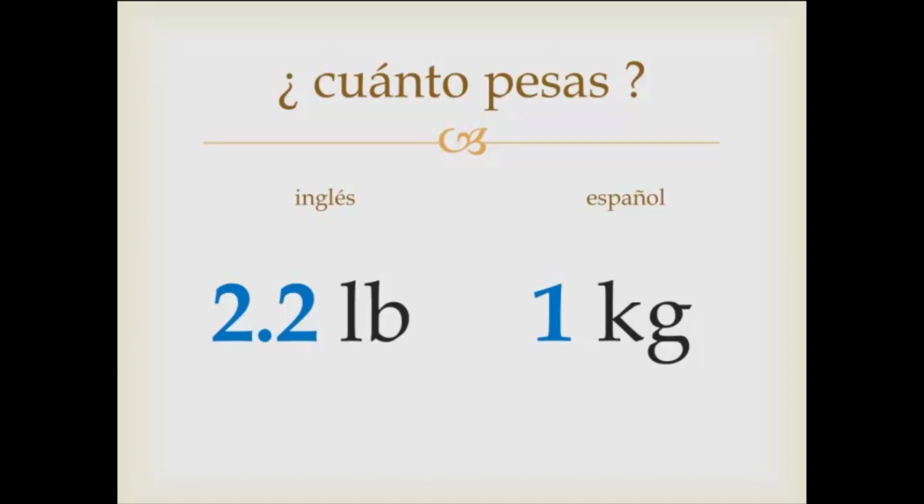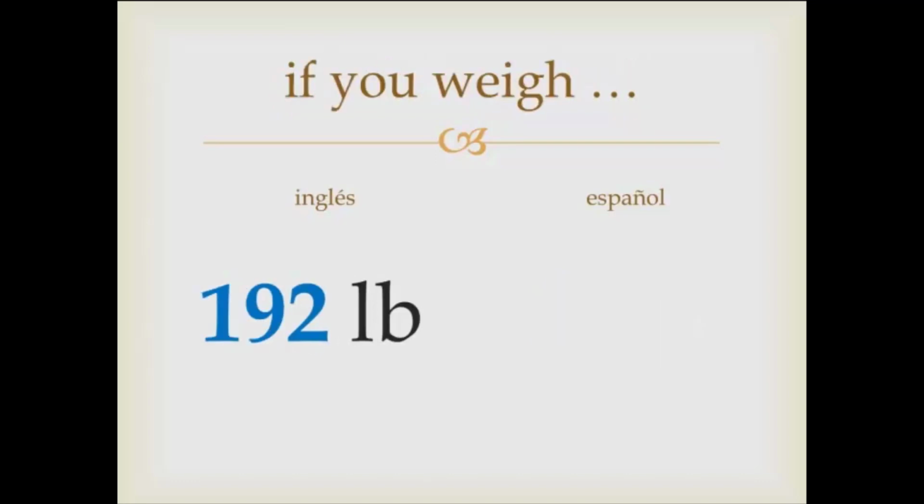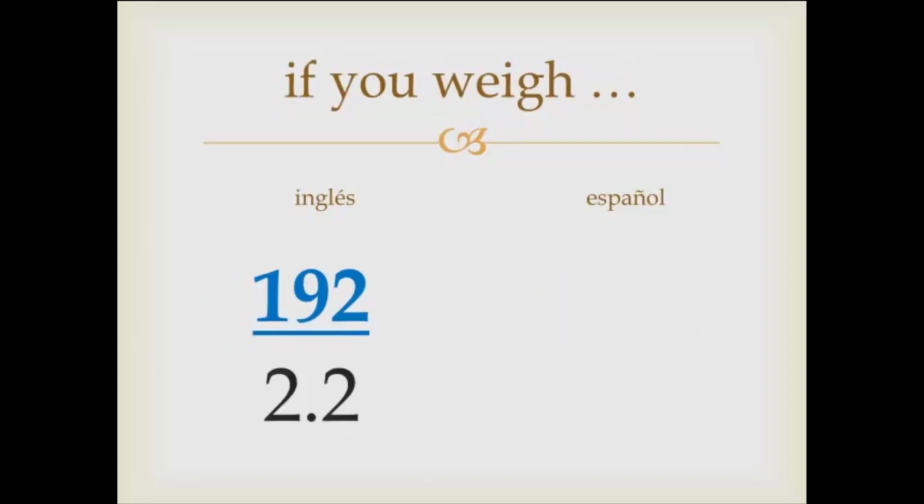If you were to ask ¿cuánto pesas? In English, 2.2 pounds is 1 kilo. So, if you weigh 192 pounds, you're going to divide that by 2.2 and you have your kilos. That's your weight. Most of the world would discuss their weight in kilos, not in pounds. So if you're 192, or whatever your weight is, divide it by 2.2, and that's going to be your kilos.